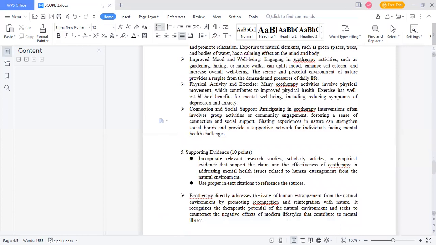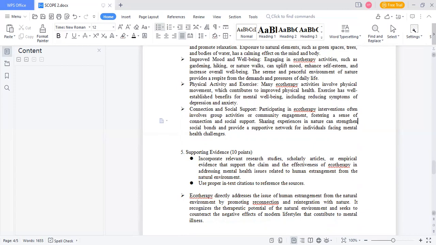And also physical activity and exercise. Many ecotherapy activities involve physical movement, which contributes to improved physical health. Exercise has well-established benefits for mental well-being, including reducing symptoms of depression and anxiety. And also connection and social support. Participating in ecotherapy interventions often involves group activities or community engagement, fostering a sense of connection and social support. Sharing experiences in nature can strengthen social bonds and provide a supportive network for individuals facing mental health challenges.